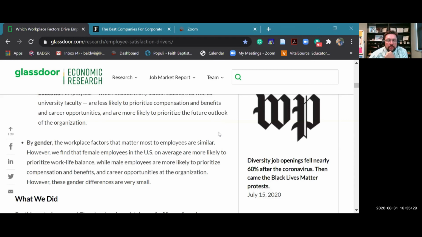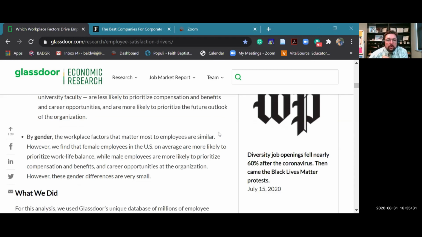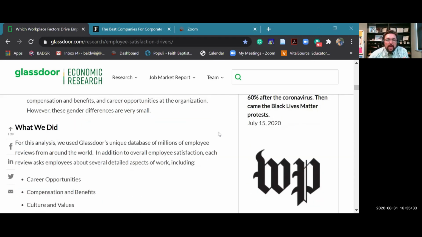So there you go. But they said the differences are quite small. So they did an analysis, a database, millions of employee reviews from around the world. So this is a pretty deep study. And when you're looking at research, the bigger the test pool, the more reliable your results are. If they had only studied 10 companies in each country, it might still be true, but it's hard to prove with less data.